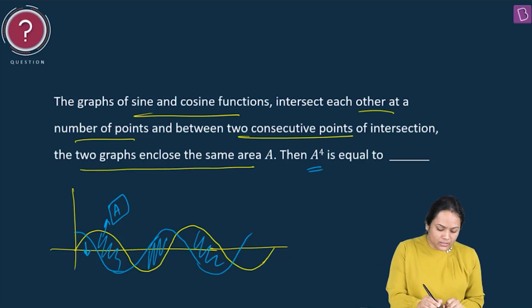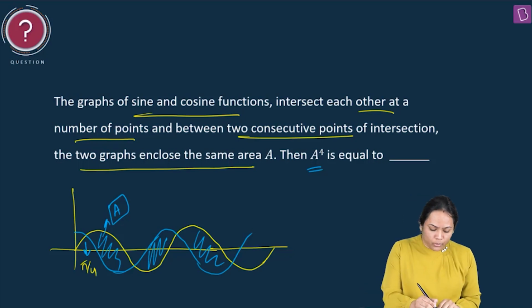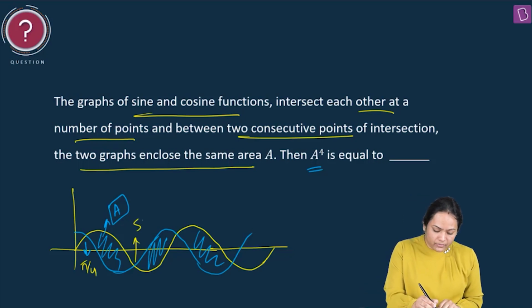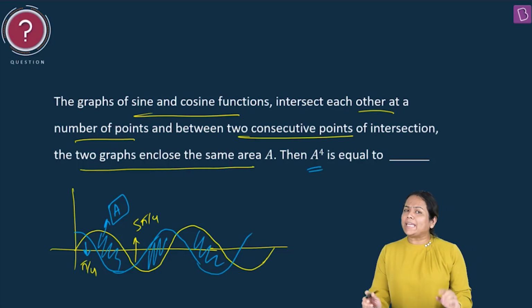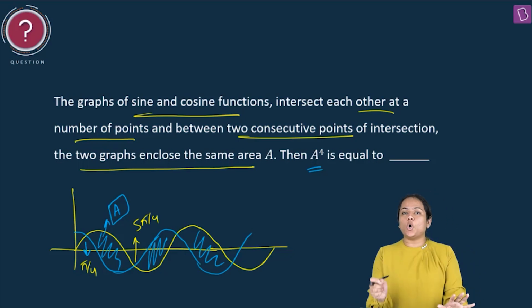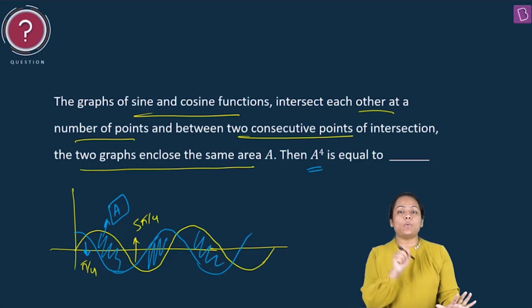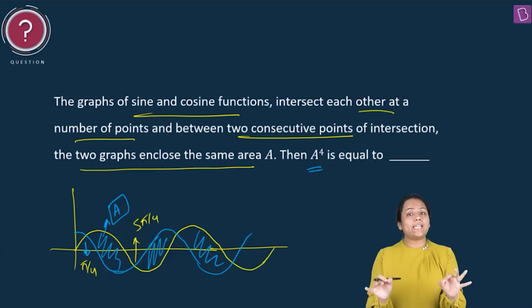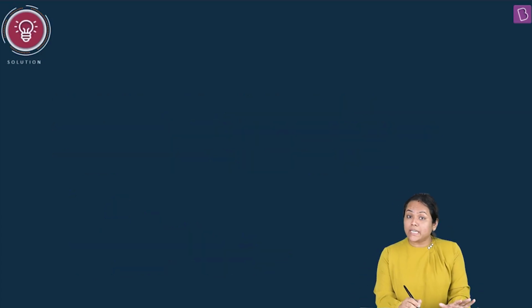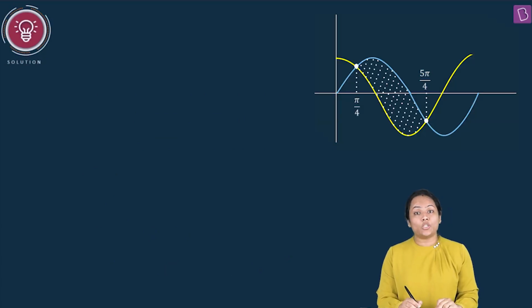cos. Well, that occurs at pi by 4. And the next intersection point over here occurs at 5 pi by 4. So I can directly integrate sine and cos between pi by 4 to 5 pi by 4. Right? So now you can clearly see this question actually comes under the very easy category. We have to just integrate to find the area between the two curves, which are sine and cos.